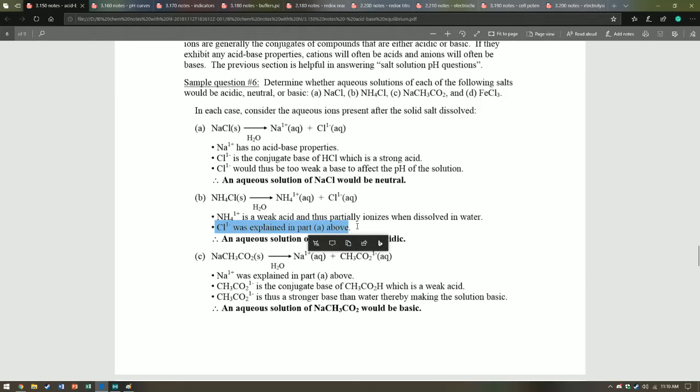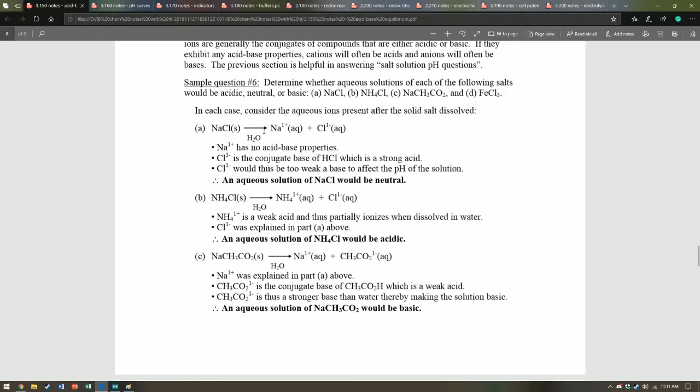Now, what if we consider ammonium chloride, which dissociates into this? Cl minus, we already know from the previous part, is not strong enough to affect the pH of the solution. However, NH4+ is the conjugate acid of a weak base, which is a weak acid, and we know the value of Ka would be much larger than Kw, and therefore we do have to consider the fact that it would contribute some H plus to the solution. Since NH4+ is a conjugate acid, we conclude that the solution would be acidic.